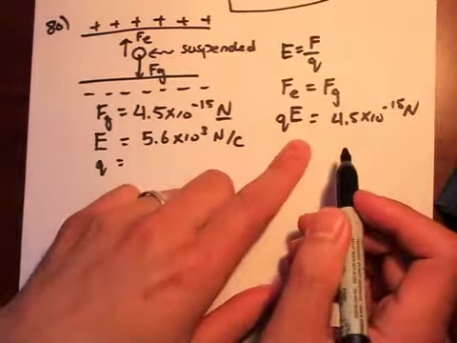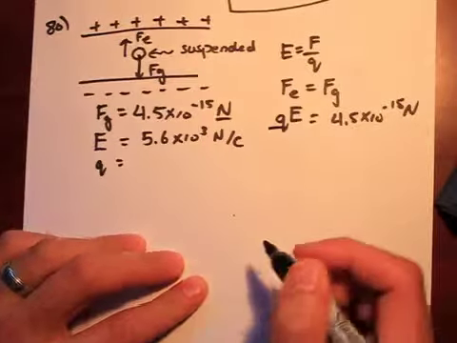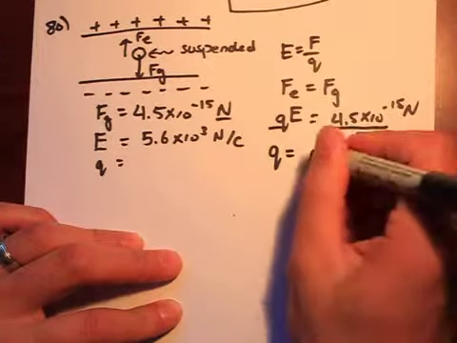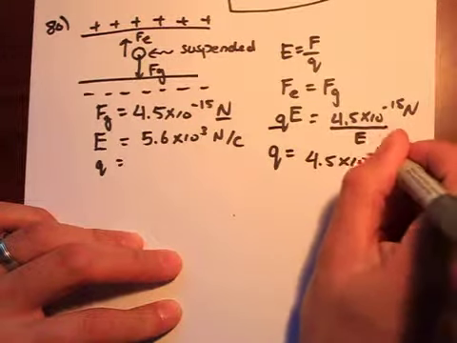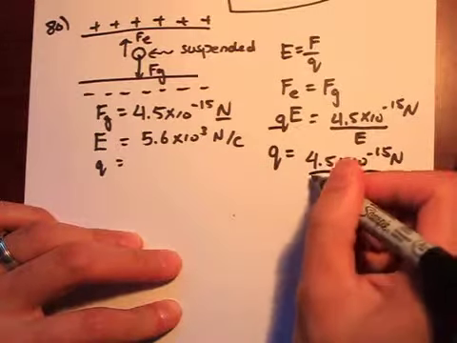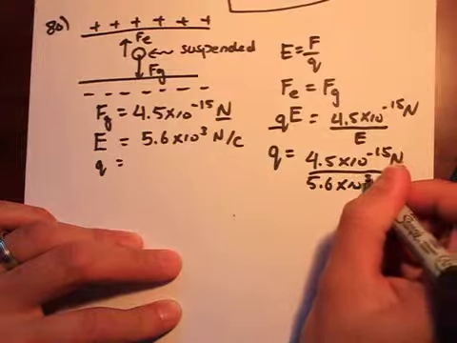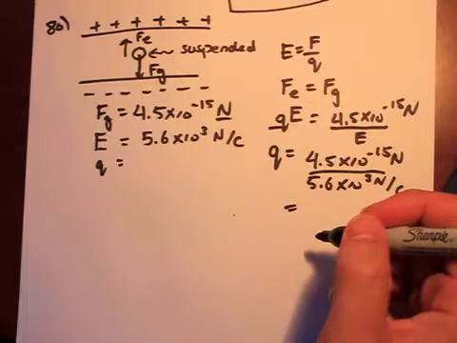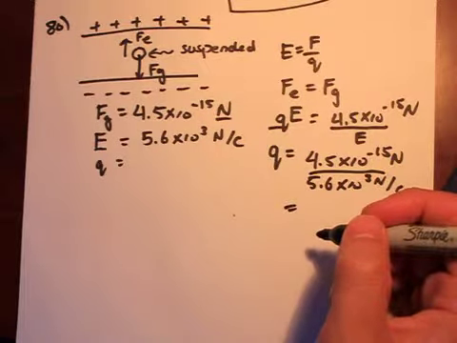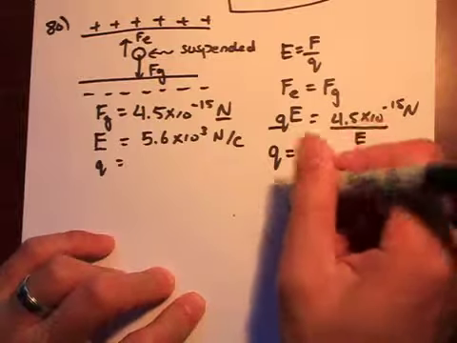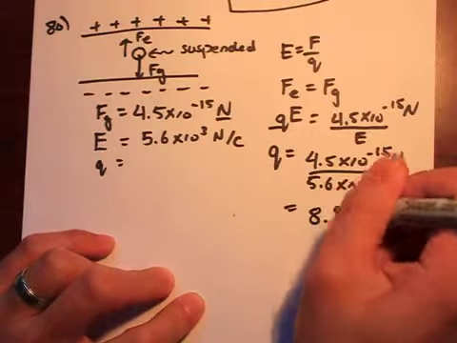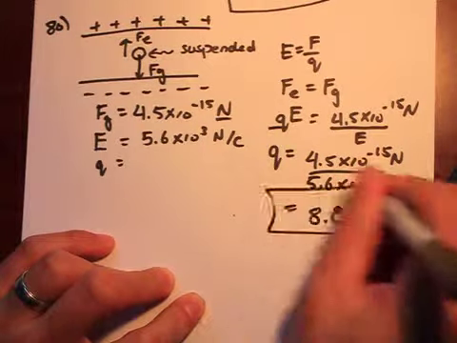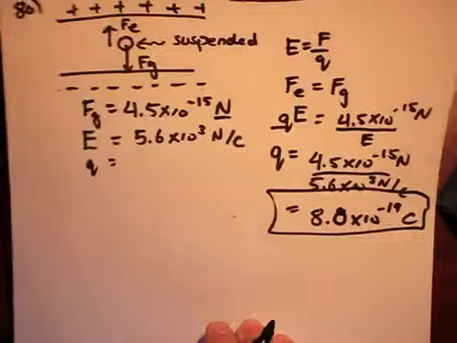Do we have E? Yes, we do. Do we have Q? No, we don't. That's what we're trying to find. So I'm going to isolate Q by itself by dividing both sides by E. 4.5 times 10 to negative 15 newtons, divided by E, which is 5.6 times 10 to 3 newtons per coulomb. So the charge here for the final answer for number 80, let me double check my paper, is 8.0 times 10 to negative 19 coulombs. So that's the charge of your point charge.